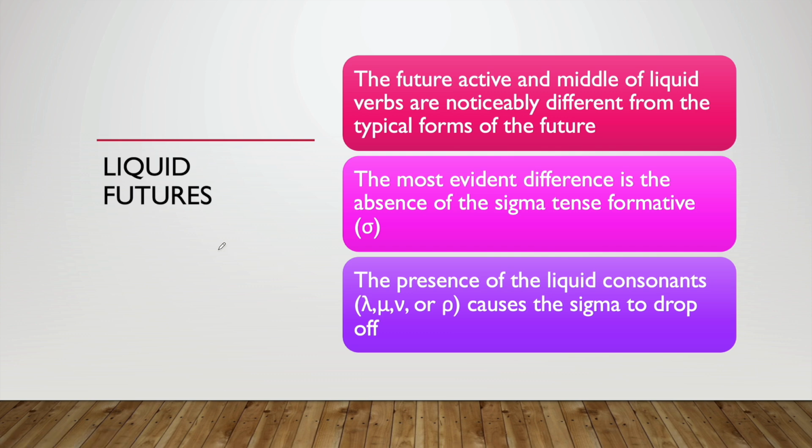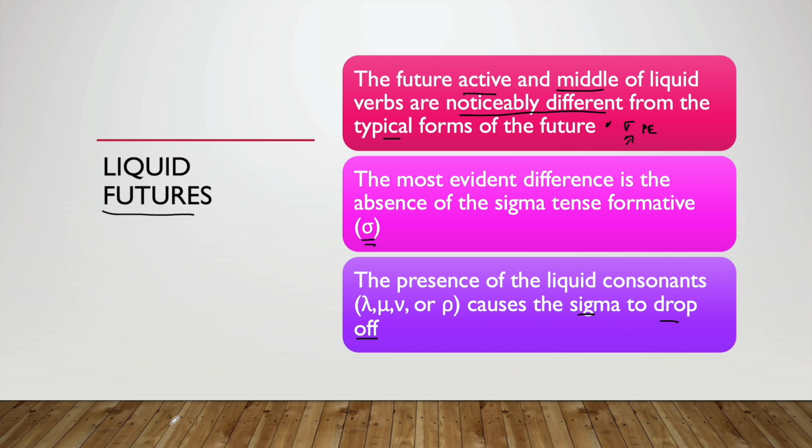So let's deal with the future first, okay, of liquid verbs. The future active and the future middle of liquid verbs are noticeably different from the typical forms of the future. In typical forms of the future, you see a sigma, right? You have the verb stem and you have the personal endings, and in between you have the sigma. And the most evident difference, again, is the absence of the sigma here. The presence of the liquid consonants causes the sigma to drop off.